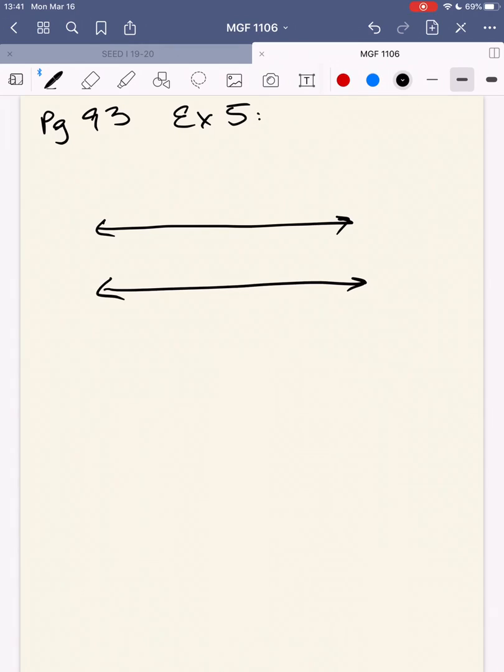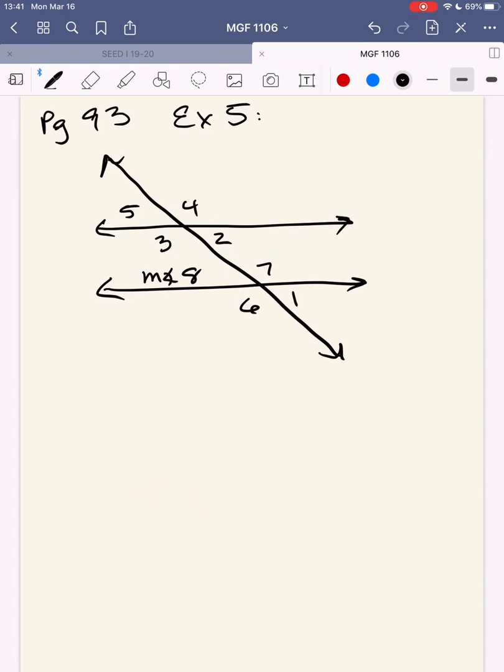looks like this, somewhat. Okay. And my angles are, let's see, this is 5, 4, 3, 2, 7, 6, 1. And they tell me the measure of angle 8 is 29 degrees. Assume that the measure of angle 8 is 29 degrees. Find the measure of each of the other angles.